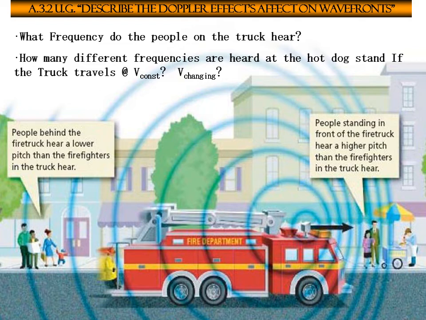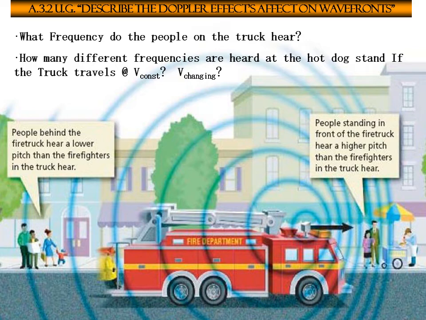Notice the question at the top of the slide. The second one says, how many different frequencies are heard at the hot dog stand if the truck travels at a constant velocity? And then there's a second question, at a changing velocity. Let's tackle the constant velocity one. How many different frequencies will they hear?